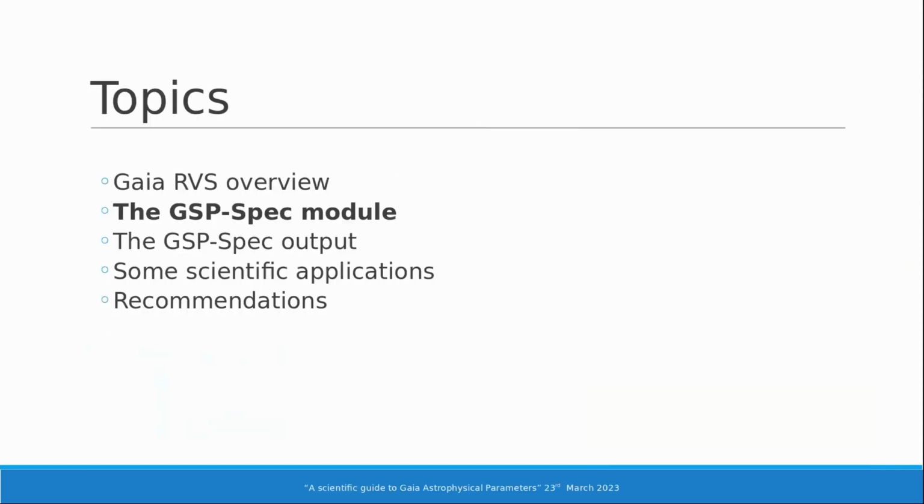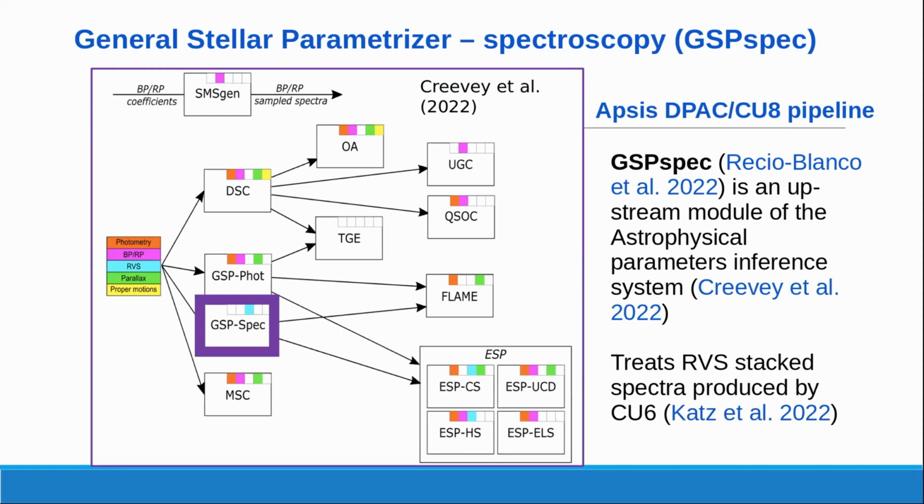Now I will describe the GSPSpec module, the workflows that I made in this module, and the characteristics and the grids and the tools we used to estimate the chemical abundances and the stellar parameters. As Rosanna said before, the GSPSpec module is implemented in the Gaia CU8 pipeline. It is the only module that analyzes the RVS spectra directly from the CU6 unit. That means we receive the spectra corrected in Doppler shift, and we don't use any information from the astrometry, from the photometry, or from the low resolution spectra. There are other modules like FLAME or ESP that use our output.